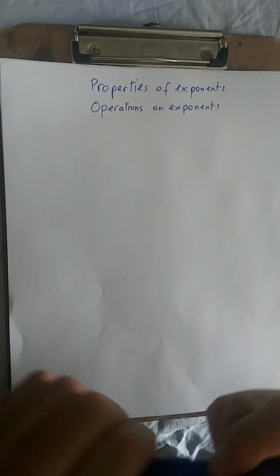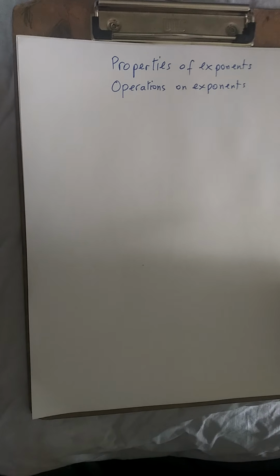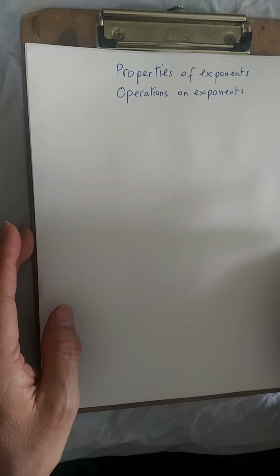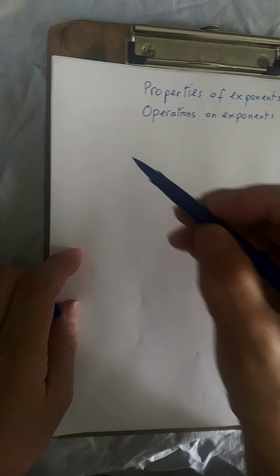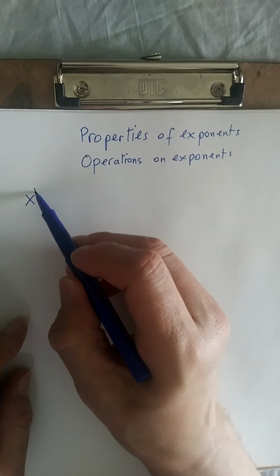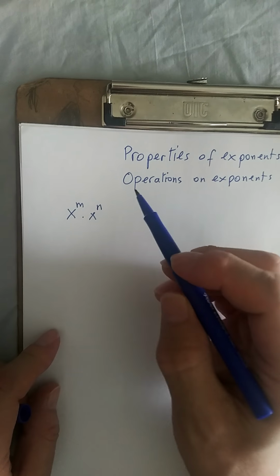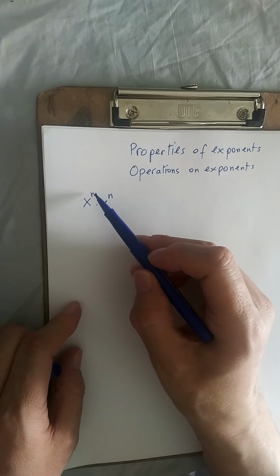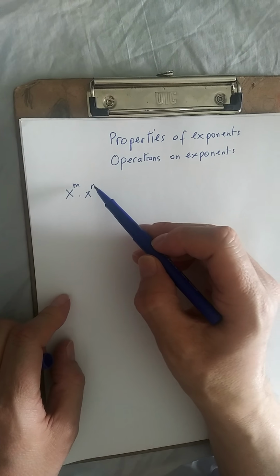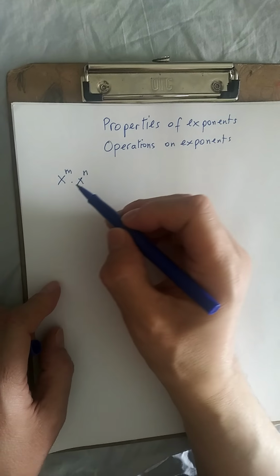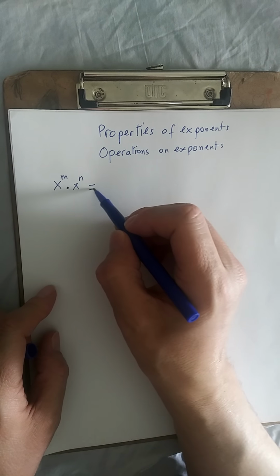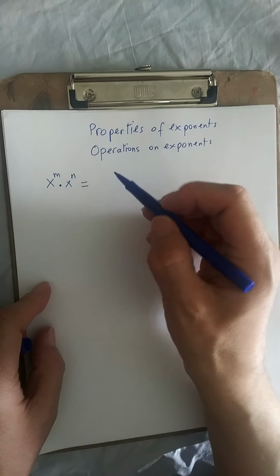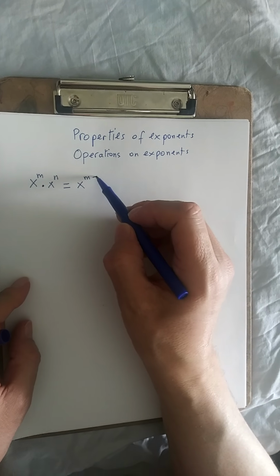In this video, we're going to go over some properties of exponents, and there are also operations on exponents like multiplication and so on. The first property of exponents is this. When you're multiplying x to the power m by x to the power n, m is the exponent of this part here, and n is the exponent of this part. So whenever you have multiplication, all you need to do is add these two numbers, m and n. So it'll be x to the power m plus n.